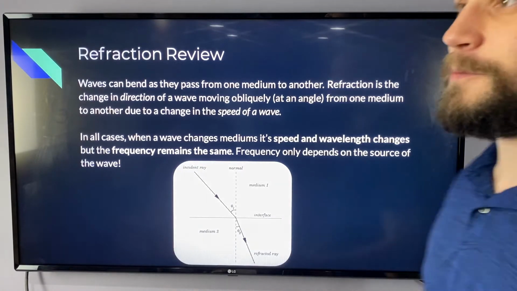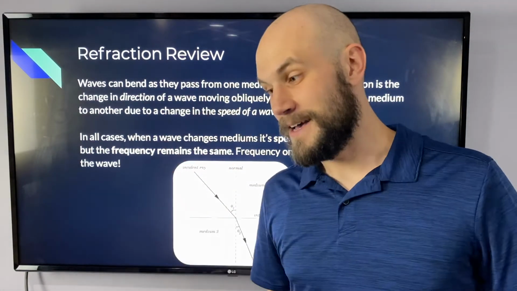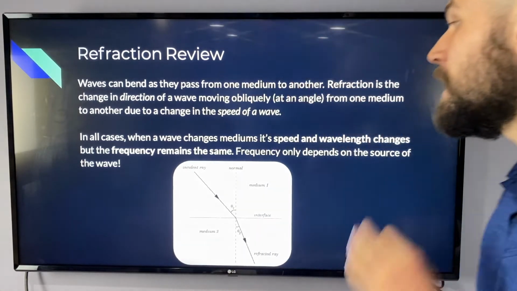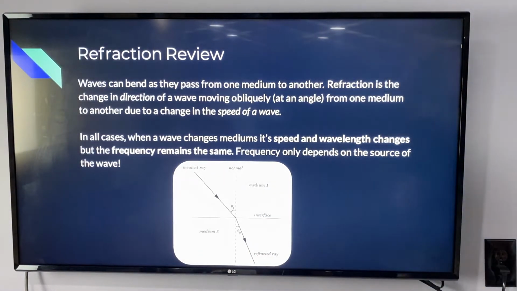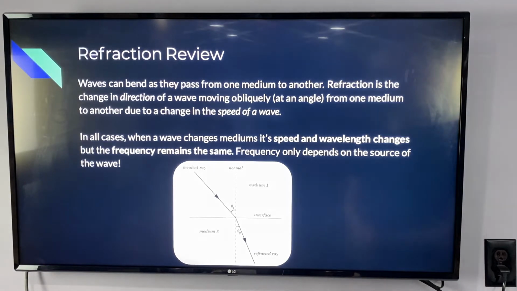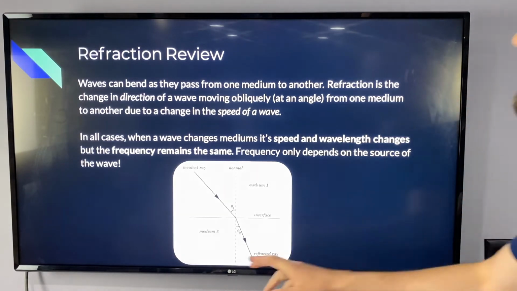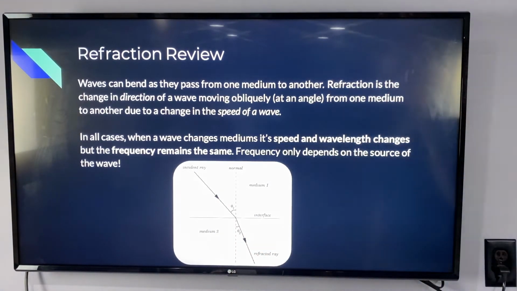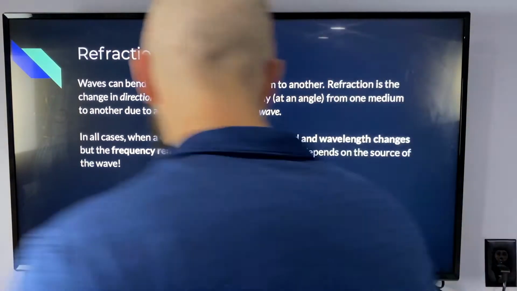So as you recall, when we talked about waves in general, one of the phenomena that waves exhibit is this idea of refraction, bending from one medium to another medium. Waves bend as they pass from one medium to another. Refraction is the change in direction of a wave moving obliquely from one medium to another due to a change in the speed of the wave.